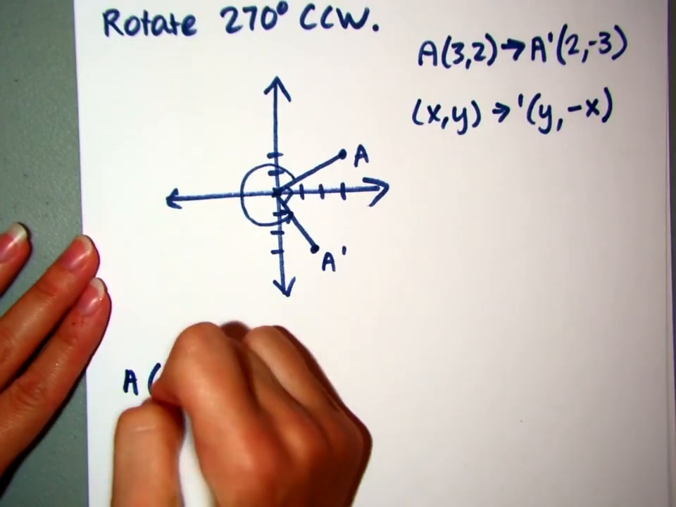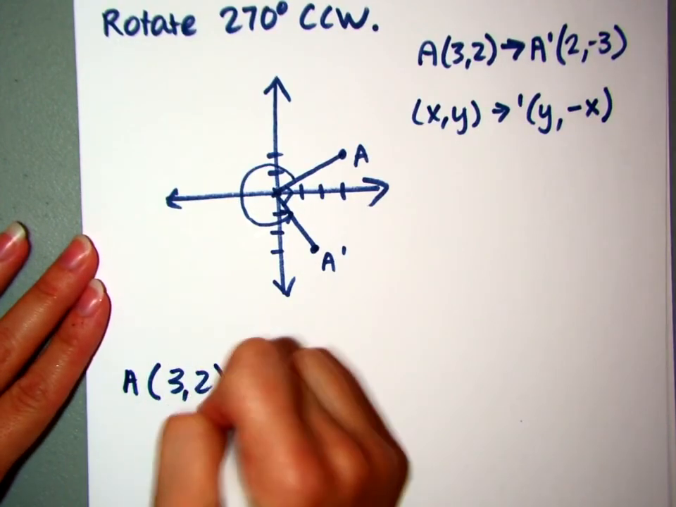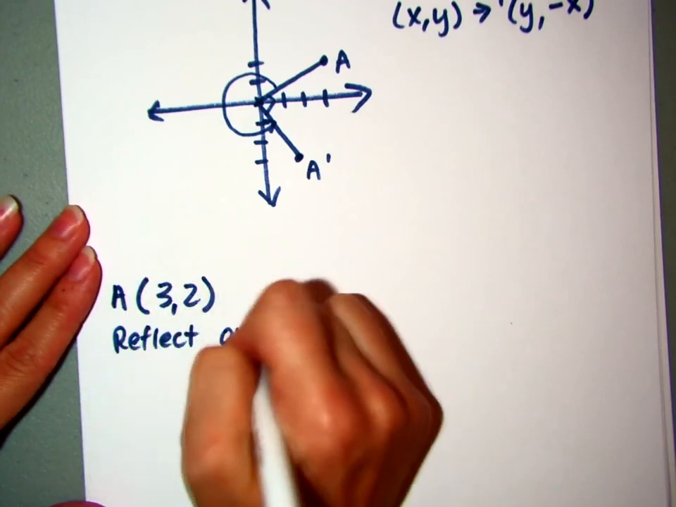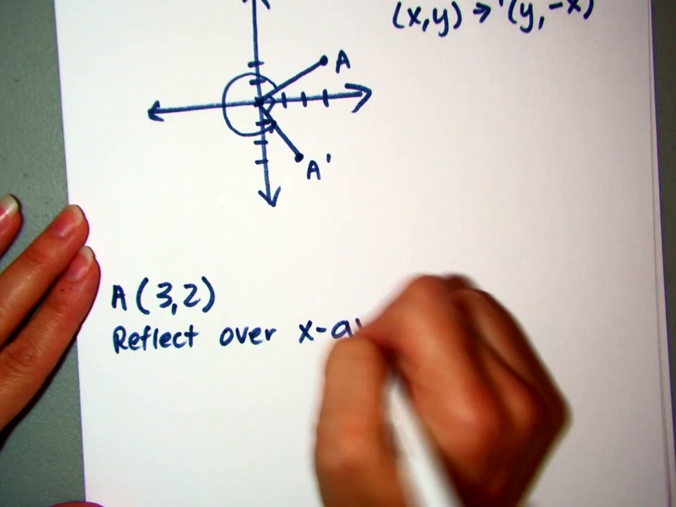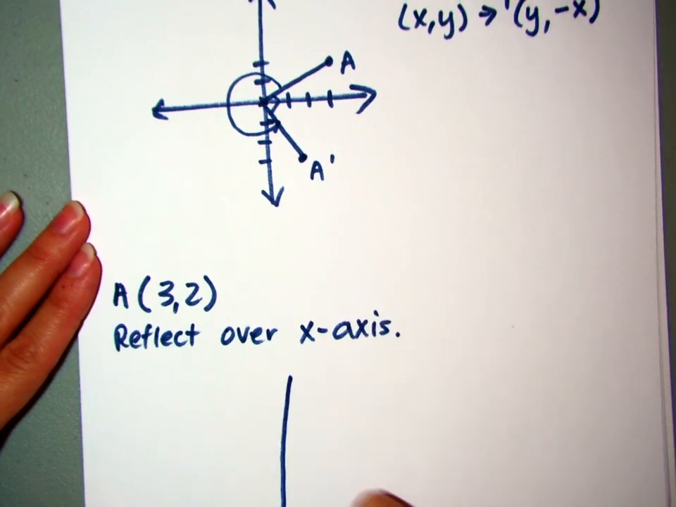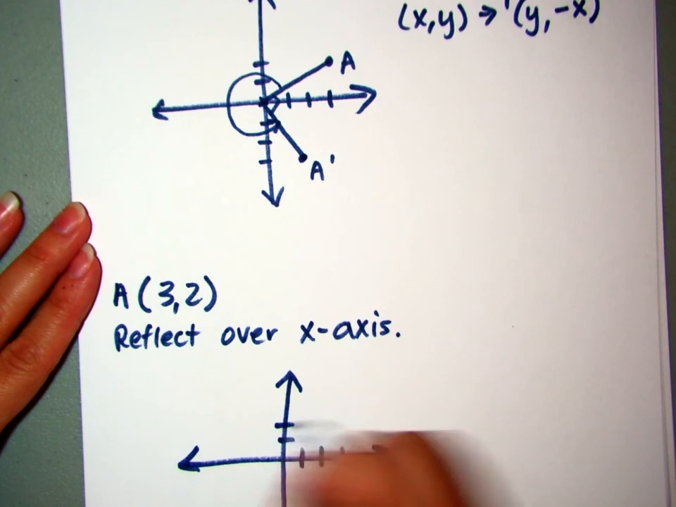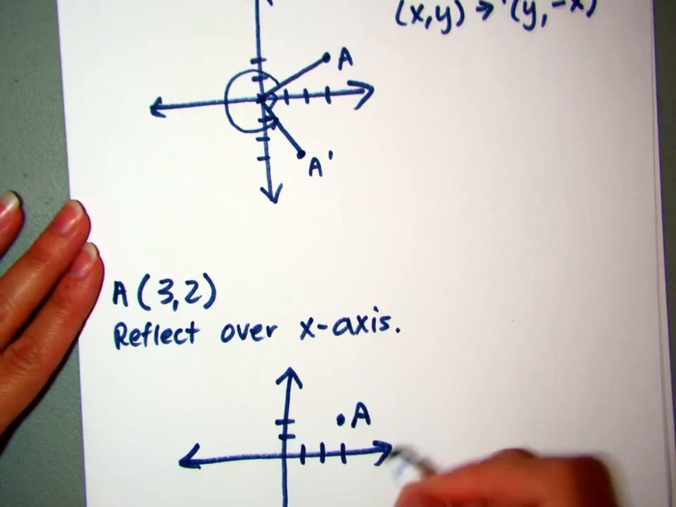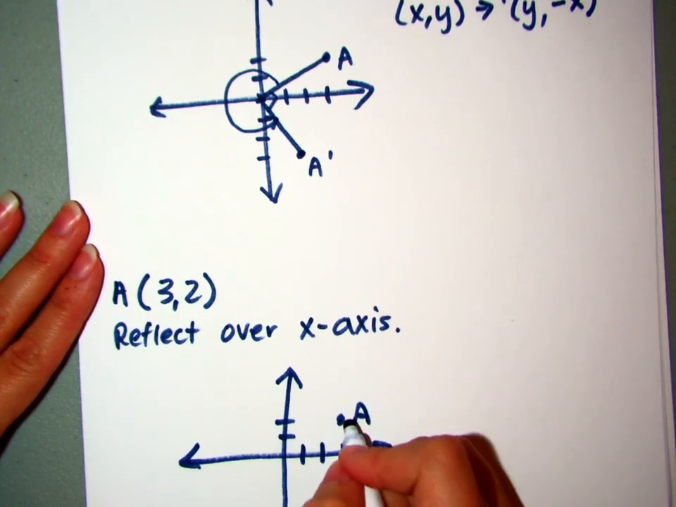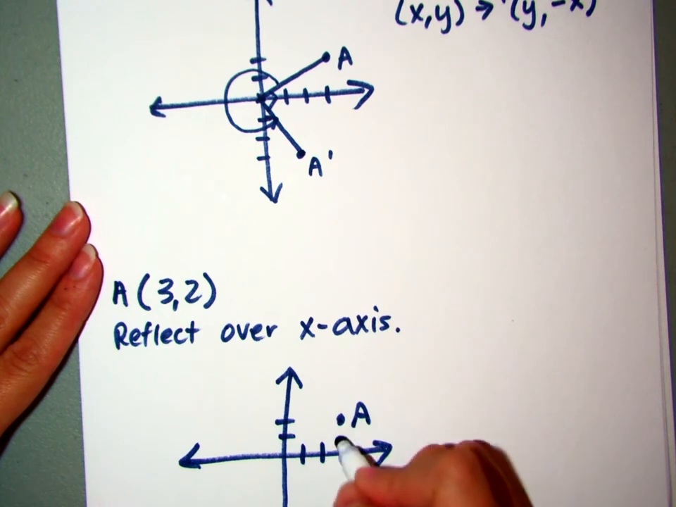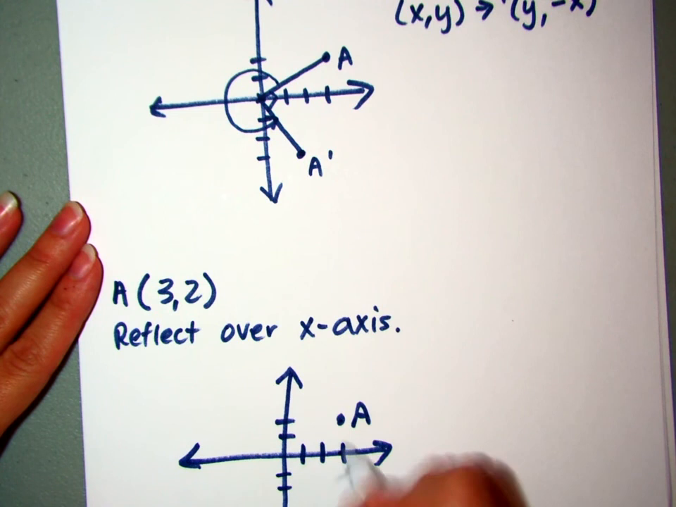And then finally, a reflection. A is 3, 2, and we're going to reflect over the x-axis, and so now we're going to go ahead and plot 3, 2. Here's our A. X-axis, x stays the same, so we're going to be putting it over this one. Notice it's 2 units away this way, so we can go 2 units this way to get our A prime.